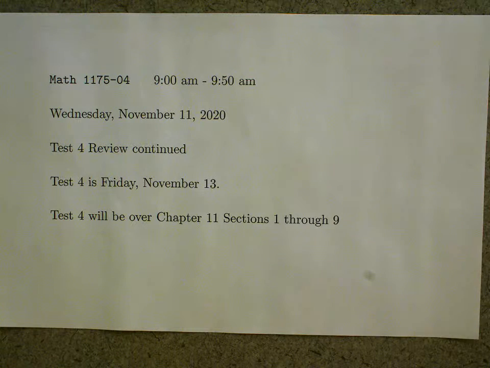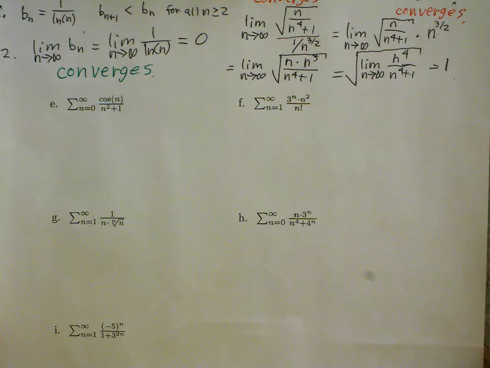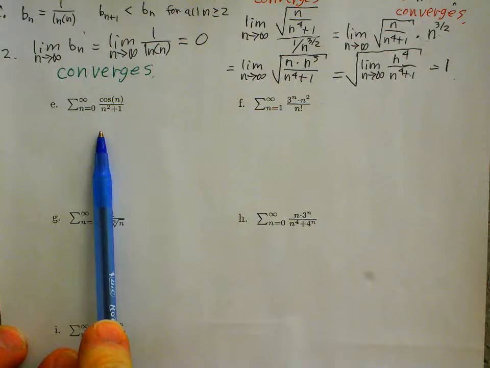We'll continue with test 4 review today. Test 4 is on Friday. So I think what I'll do is I'll do a few of the problems so that we can at least see some of the types in each of the sections. And afterwards, if we don't do all of the problems today, I'm sure we won't, I'll send the answers in an email later today. So this series right here, the terms are cosine of n divided by n squared plus 1.